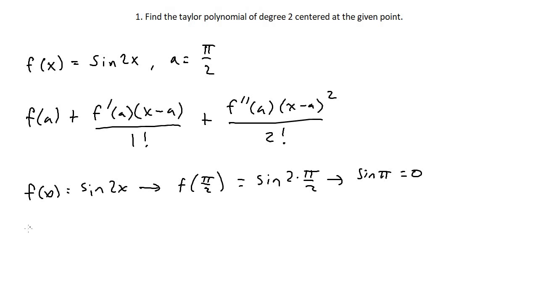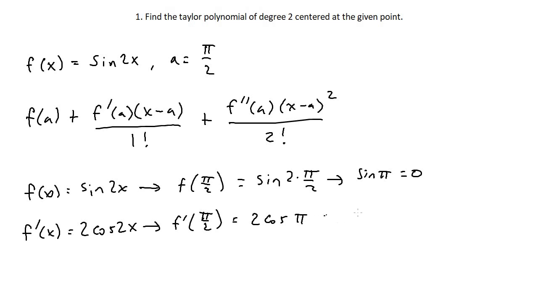So now let's find f prime of x. The derivative of sine of 2x is just going to be 2 cosine of 2x. So then f prime of pi over 2 is going to be equal to 2 times cosine of 2 times pi over 2, which is just pi. Cosine of pi is -1, and -1 times 2 is equal to -2. So that will be f prime of pi over 2.